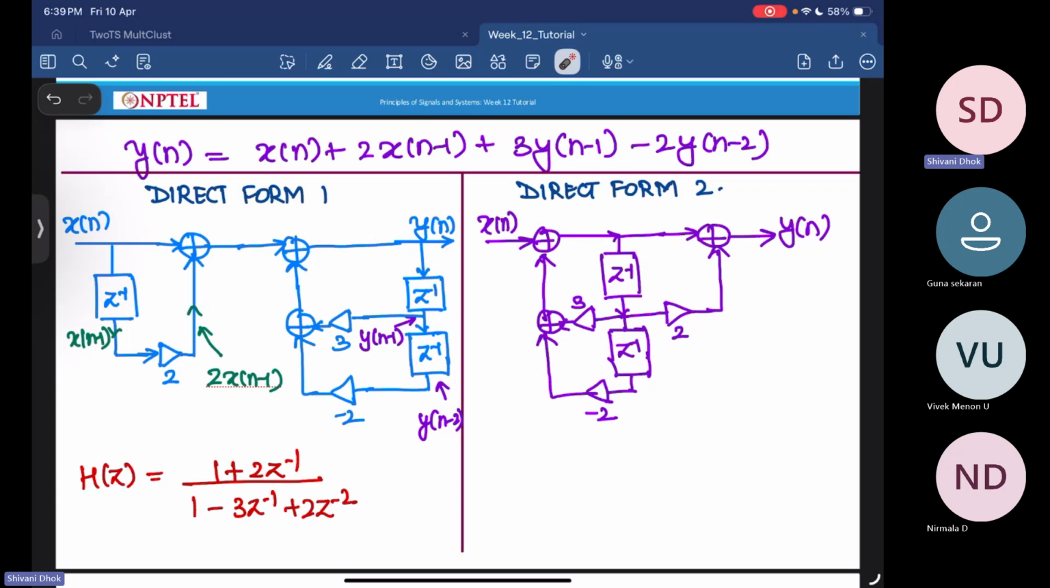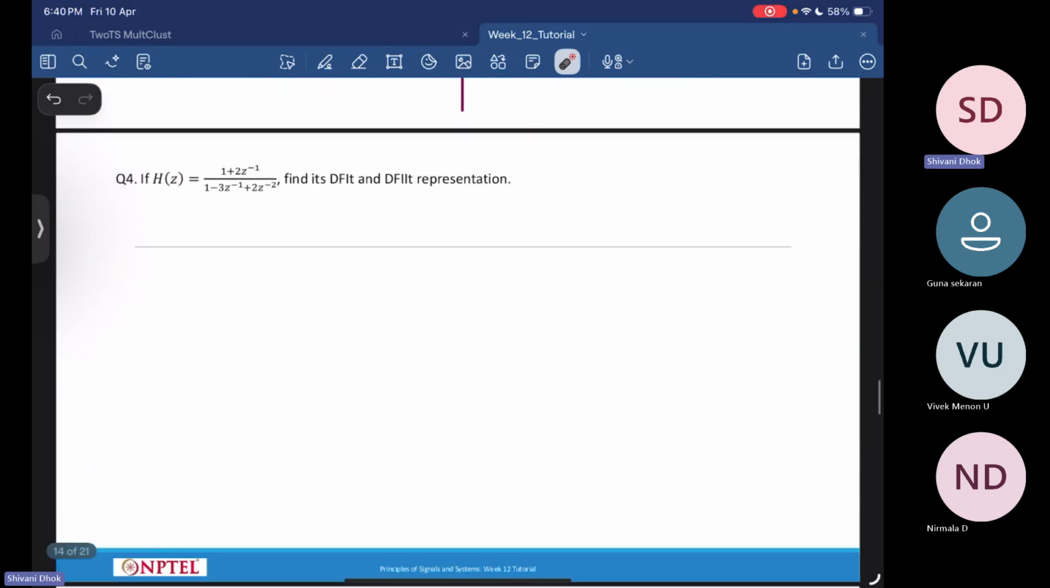Okay, is it clear? Any questions in direct form 1 and direct form 2 representation? Oh, madam. Yeah. Okay. If there are no questions here, then let's move on to the next one.